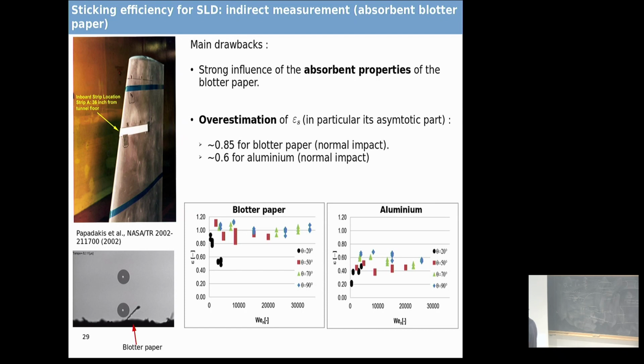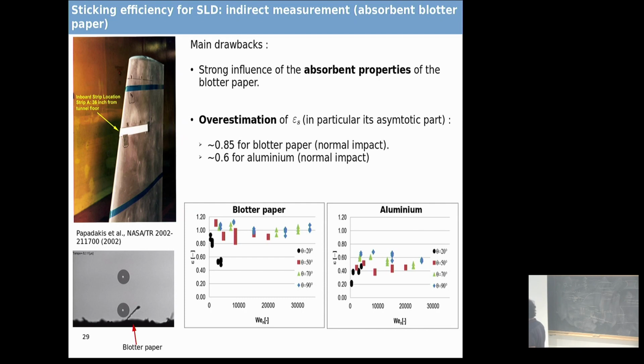Second technique, the blotter paper. That has been done in the NASA wind tunnel, where they stick a kind of blotter paper here. They put some dye in the liquid droplets, and afterwards they took back the blotter paper and measured the amount of liquid water inside it. As you can imagine, there is a very strong influence of the absorbent properties of the blotter paper. For instance, here is a view of this paper. So there is a very irregular form, which may be of the thickness of the impinging droplet. And it leads to an overestimation of the sticking efficiency.